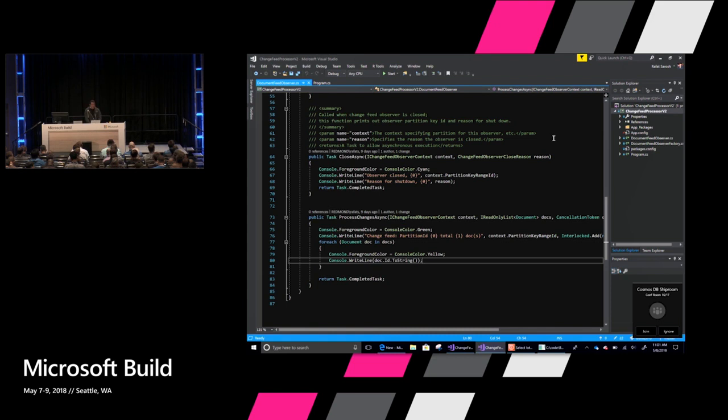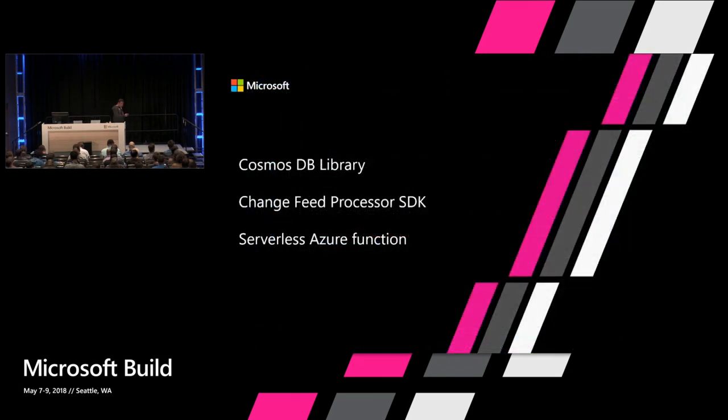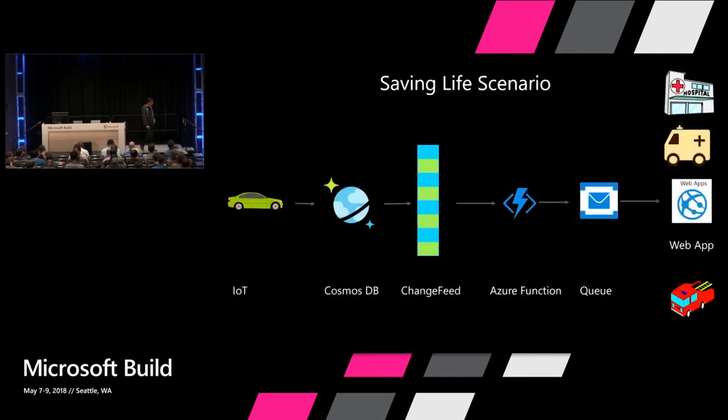Now I want to write a new function using Visual Studio, and you will see again how easy it is. But before that, I want to talk about the scenario which we are discussing in the solution. So this is the scenario. I have all the cars running, and they have an IoT device, and they are updating themselves continuously. And the feed is directly coming into Cosmos DB.